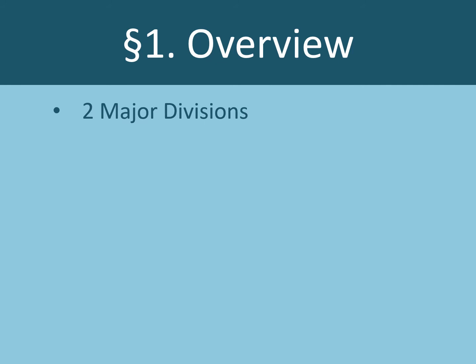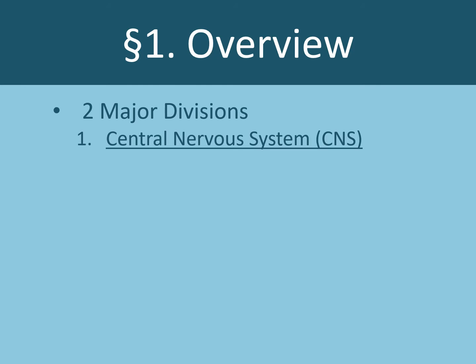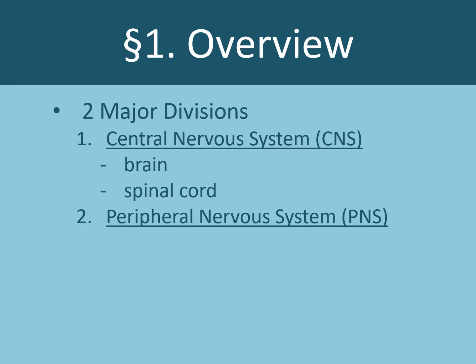To make the study of the nervous system a little easier, we divide the nervous system into different categories. We divide the nervous system based on the cell types, functions, and organs involved. The nervous system can be divided into 2 major divisions. That's the central nervous system, or CNS, which includes our brain and spinal cord. The second major division is the peripheral nervous system, or PNS.